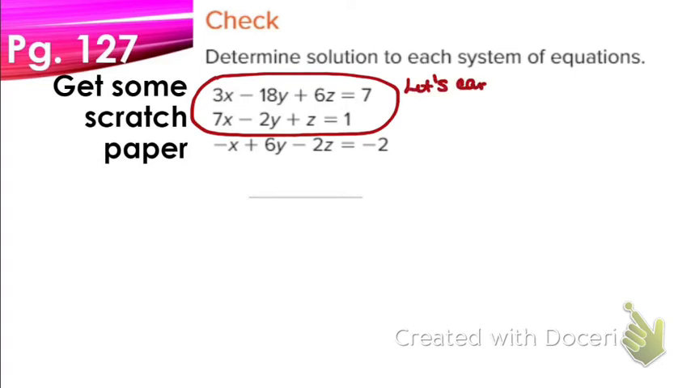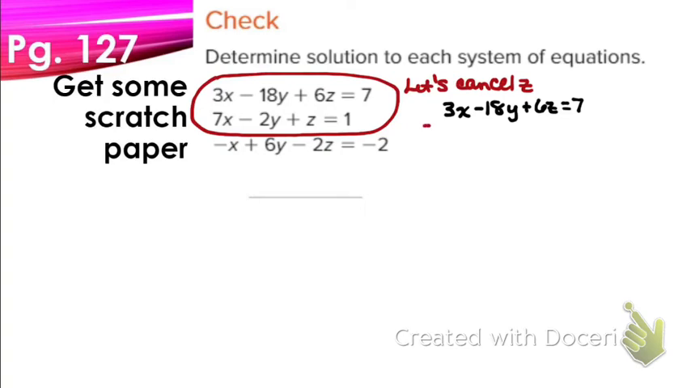Let's cancel Z. Do I need to multiply both equations by something to get Z to cancel? What do I need to multiply by? 6, positive 6, negative 6. So I'm going to recopy that top equation, 3x minus 18y plus 6z equals 7. What do I get if I multiply the bottom equation by negative 6?